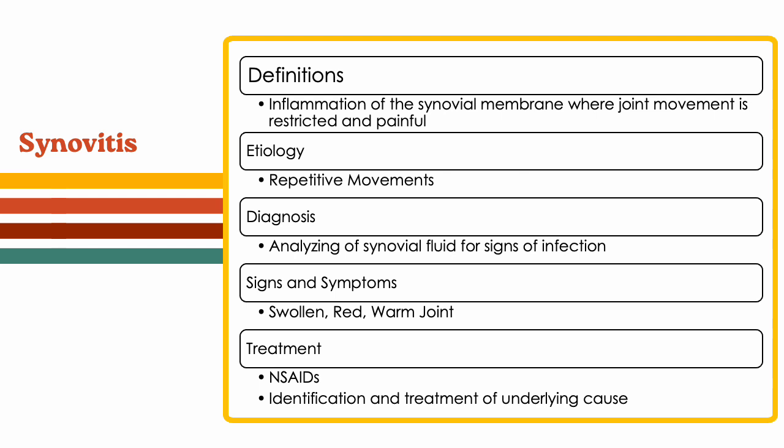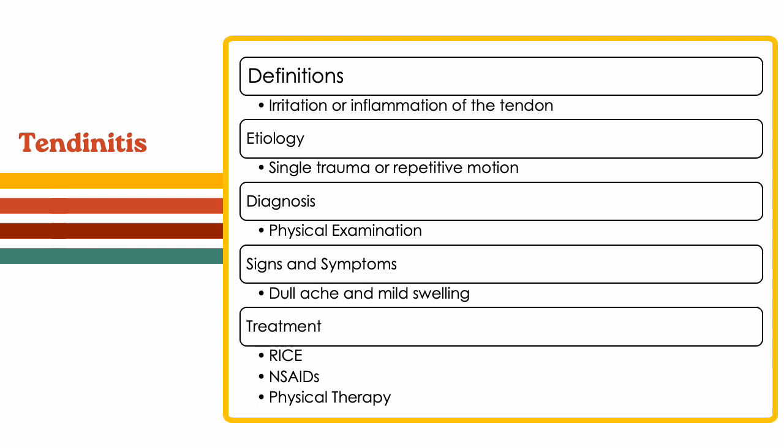underlying cause. Last but not least, we'll talk about tendonitis, and this is where you have irritation or inflammation of the tendon. Sometimes this can be a result of repetitive motion or a trauma. Diagnosis is a physical examination. They will also do some scans on you to see if something is inflamed. Normally, your signs and symptoms are a dull ache and mild swelling. Treatment would be RICE, NSAIDs, and physical therapy.